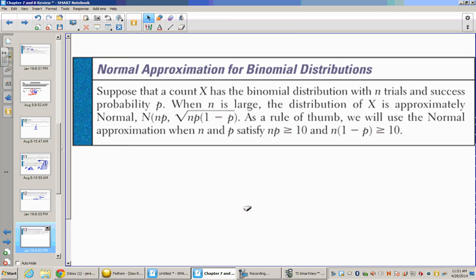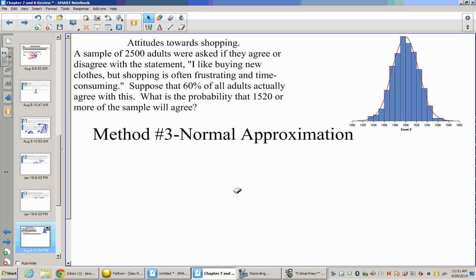To approximate with a normal distribution, you have to check that n times p is greater than 10 and n times 1 minus p is greater than 10. And you can use the normal distribution if this gets messy. Our calculators are really nice where you could just use your binomial CDF, or you can do normal approximation. Both of them are good methods.